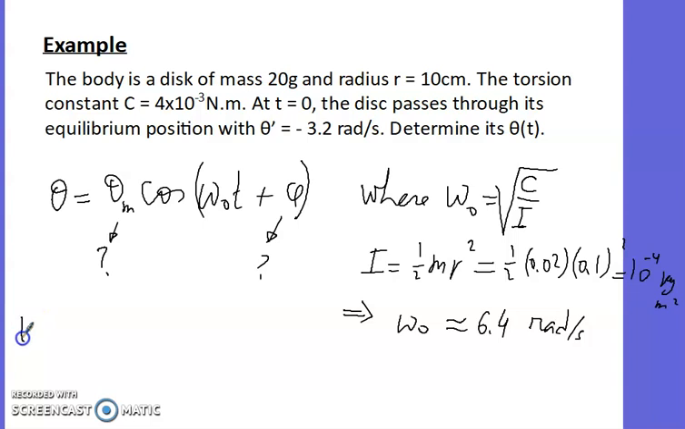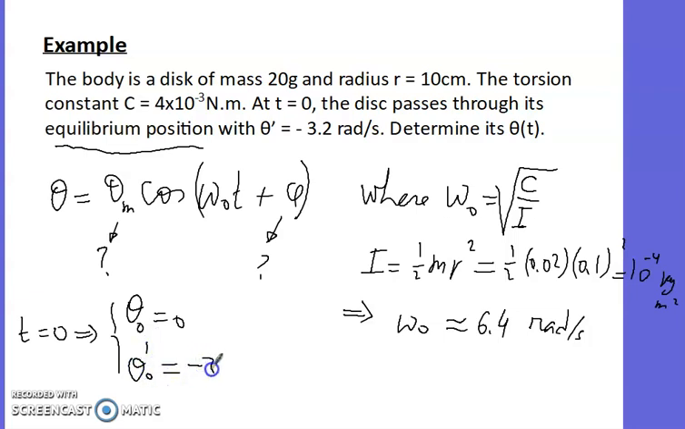We apply the initial condition. We only determine theta m and phi by applying the initial condition. Here, theta 0 equal to 0, since the body passes where? In the equilibrium position. And the initial speed is theta prime 0 equal to minus 3.2. Now try to do the calculation as we did in the first video. We get phi equal pi over 2 or minus pi over 2.